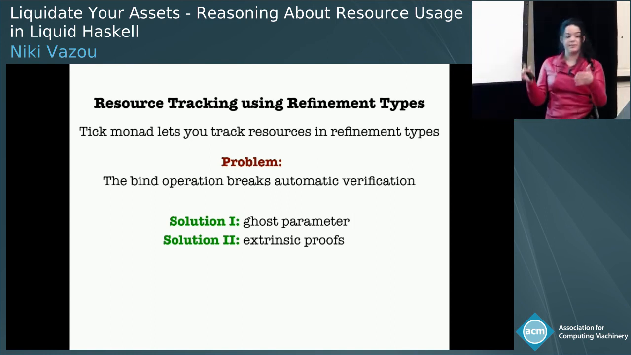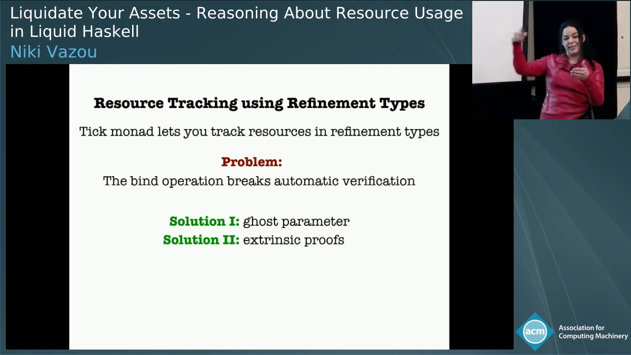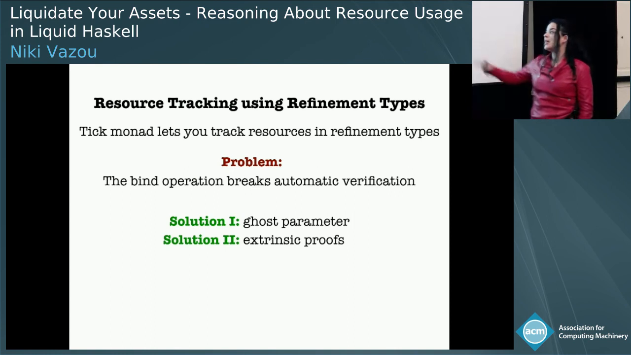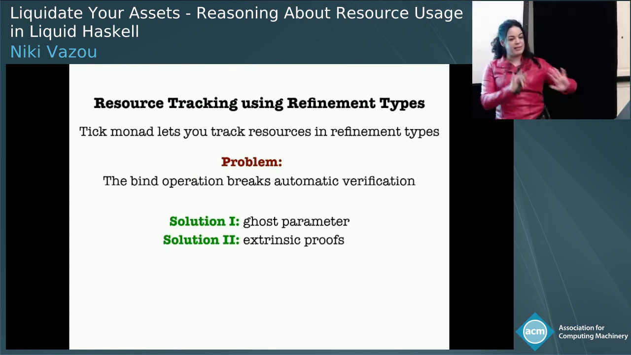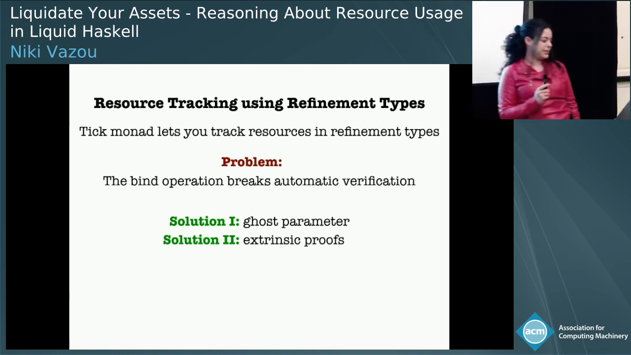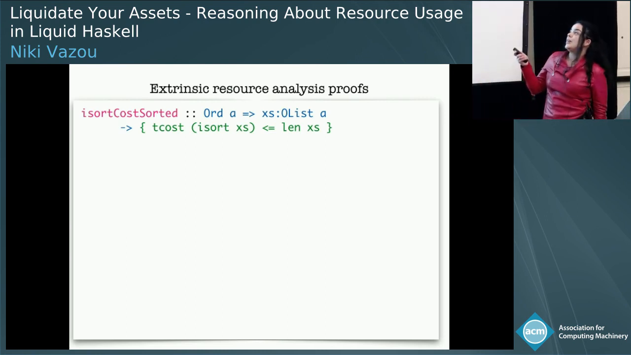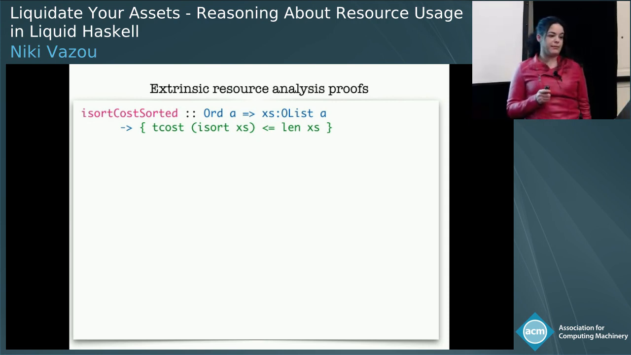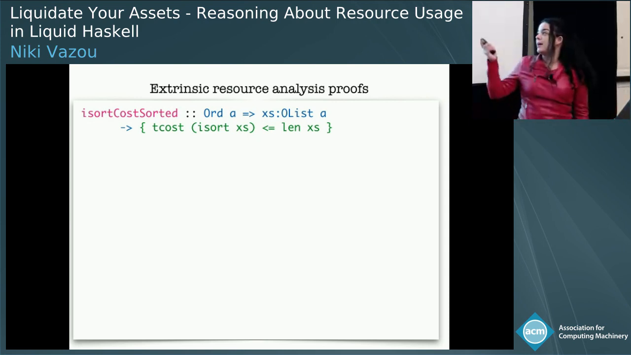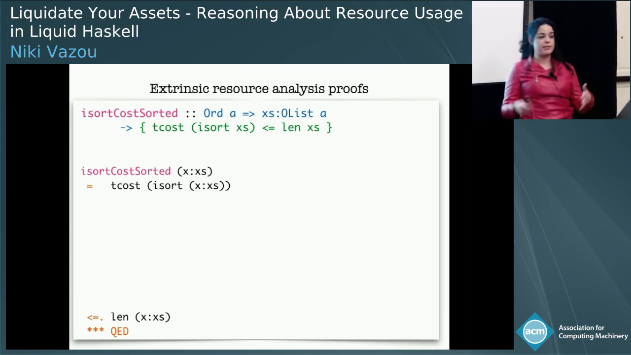So intrinsic proofs are the proofs like insert and insertion sort, where all the resource information comes in the definition, in the type of the functions. And then extrinsic proofs say, okay, let the function alone with a simple bind and prove everything outside of the function definition. And here I have this example of an extrinsic theorem and proof. It says, give me as input a sorted list xs, and I am going to return a proof that the cost to sort xs is bounded by the length of xs.